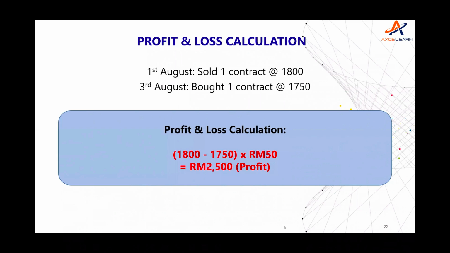The reason behind it is because you start by selling high and eventually you bought back at a lower level. So you are still making a profit of 2,500. I believe you will find that it's quite simple, right? Futures is not as difficult as we thought.